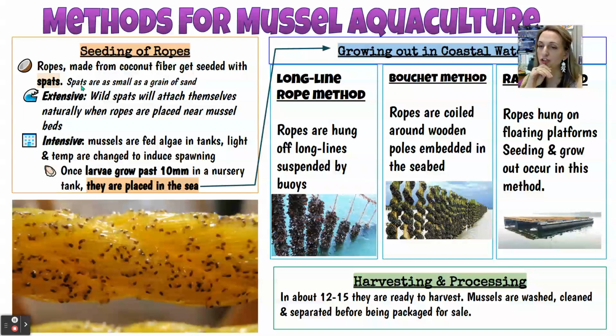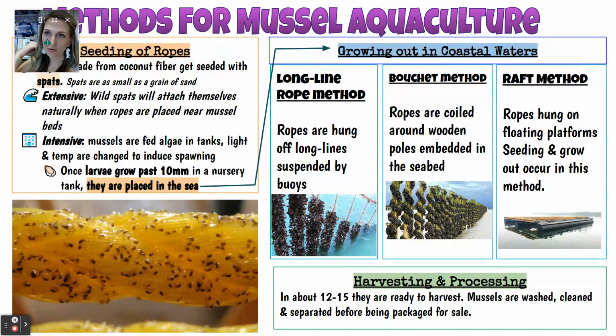In extensive aquaculture, the spats will attach themselves naturally if you place ropes near a mussel bed. Intensive, mussels are fed algae in tanks. The light and the temperature are changed to induce spawning, and then once the larvae are past 10 millimeters or 1 centimeter in a nursery tank, they're placed into the sea.